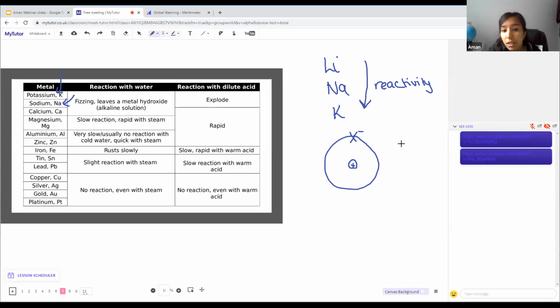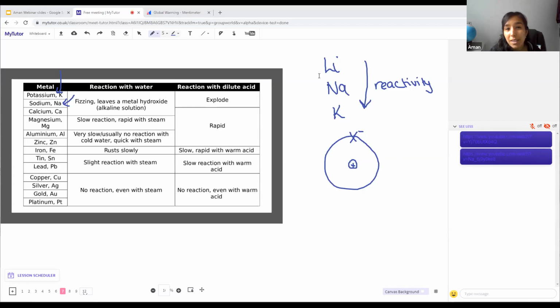Becomes less reactive with the positive nucleus, sorry. So that negative electron reacts less with that positive nucleus. So that's one reason. So as they get bigger, the electron is further away from the nucleus. The other reason is shielding.